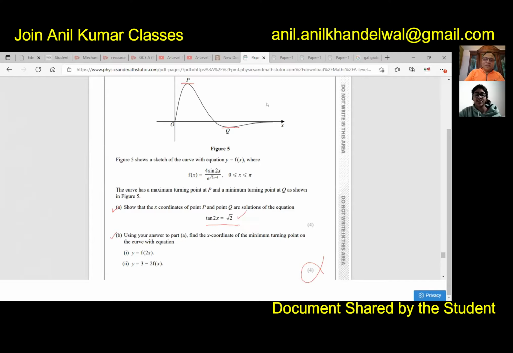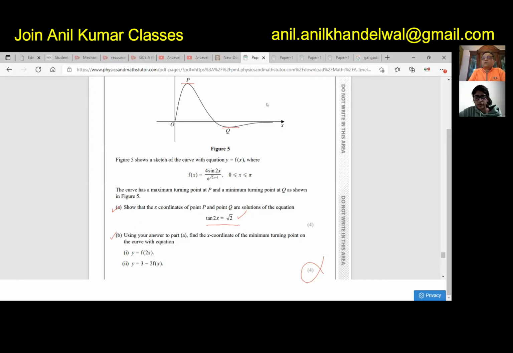So now let's try to get the answer. That's very important to understand. It says the curve has a maximum turning point at P and a minimum turning point at Q. That means their derivatives are 0 at those 2 points. So the x-coordinates of P and Q are the solutions of this equation, correct?